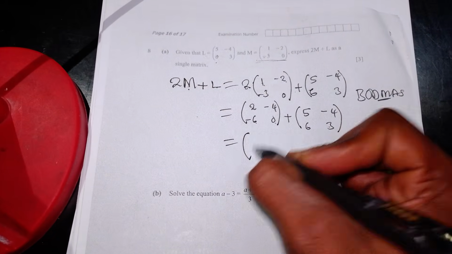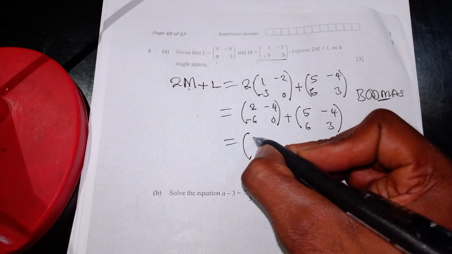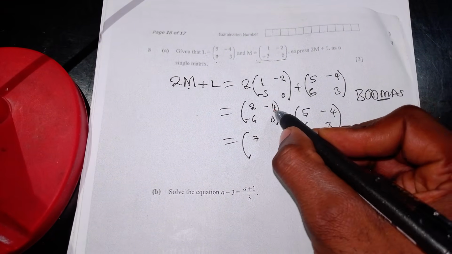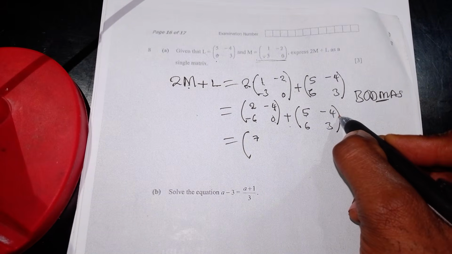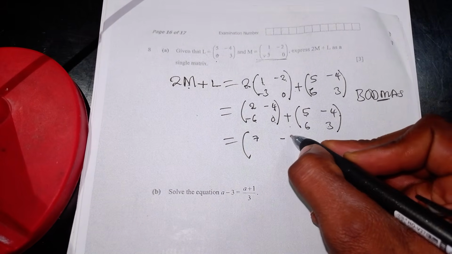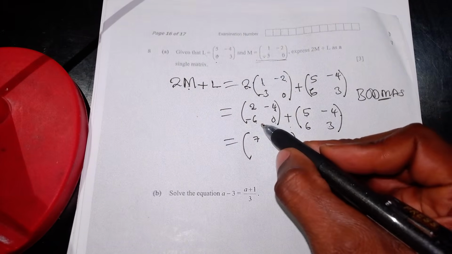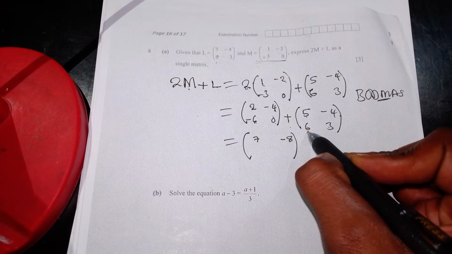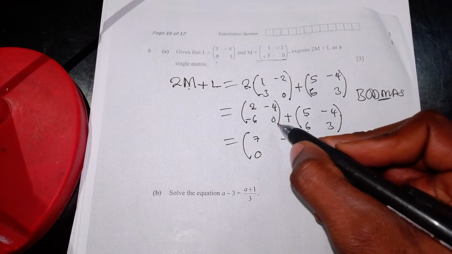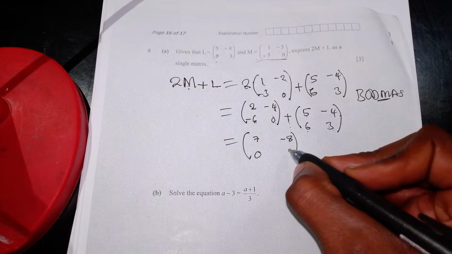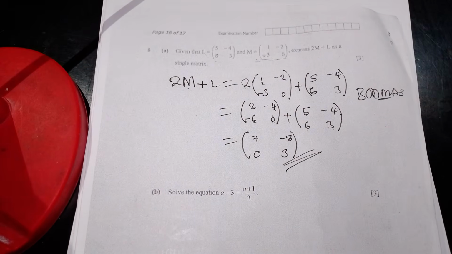So you can say 2 plus 5, that's a 7. Then minus 4 plus minus 4, this will be minus 8. And then minus 6 plus 6, you have a 0. Then 0 plus 3, you have a 3. And this is your answer, and you're done.